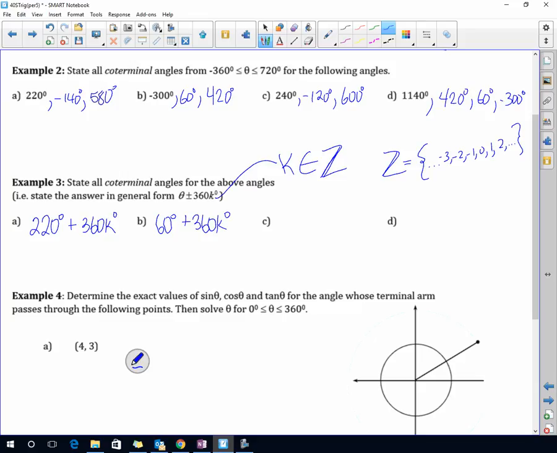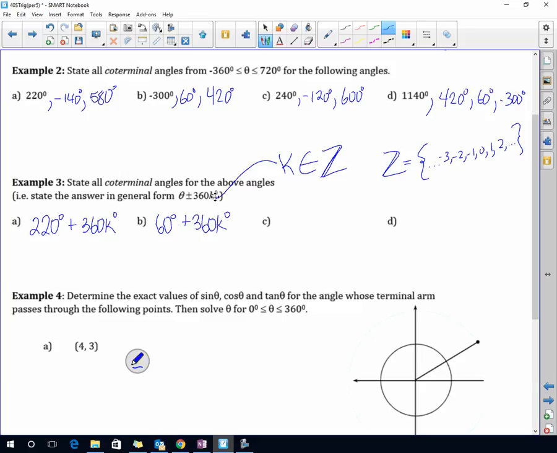If I put negative 1 in, I'll get 360 times negative 1. That means 60 subtract 360, I'll get my other coterminal. If I put 0 in for k, 360 times 0 is 0, and 60 plus 0 gives me that 60 that was there originally. If 1 goes in there, 360 times 1 is 360, and I add 360 to 60, and I get my next coterminal. Do you see how this list generates an infinite number of coterminal angles?